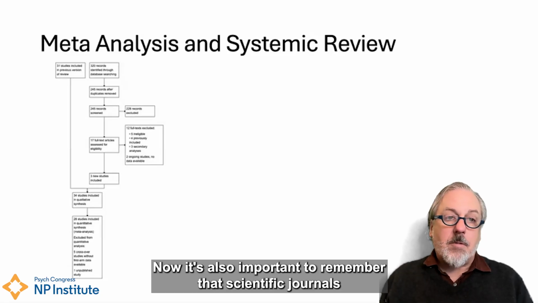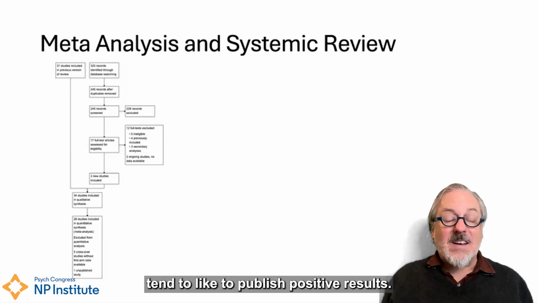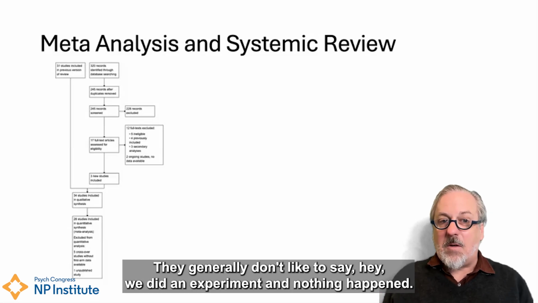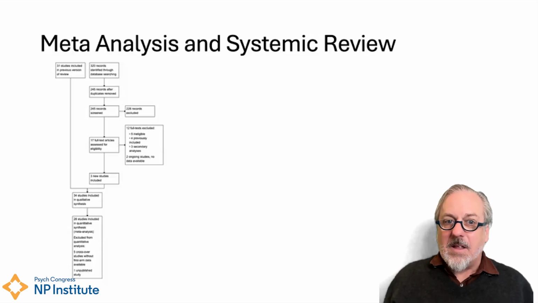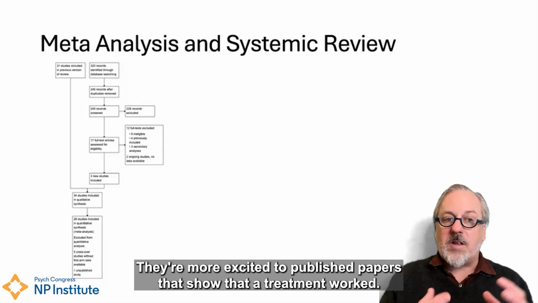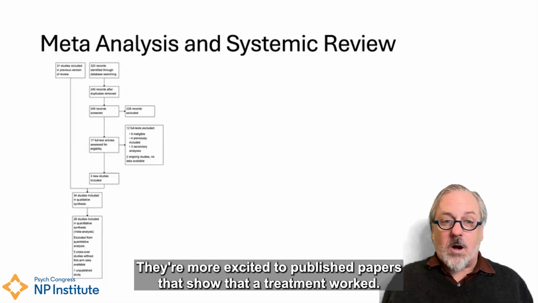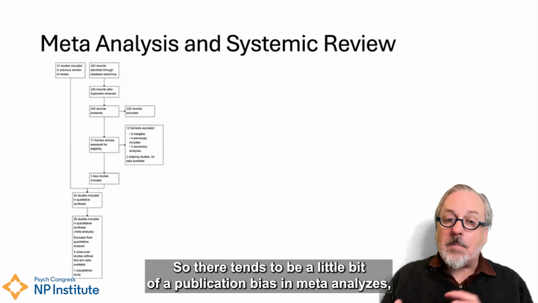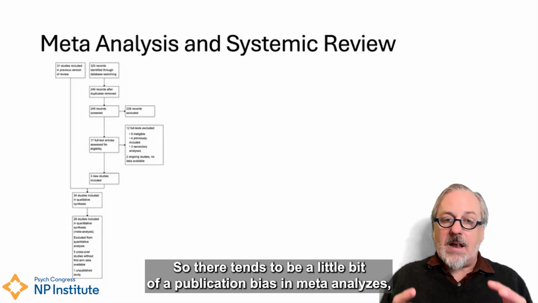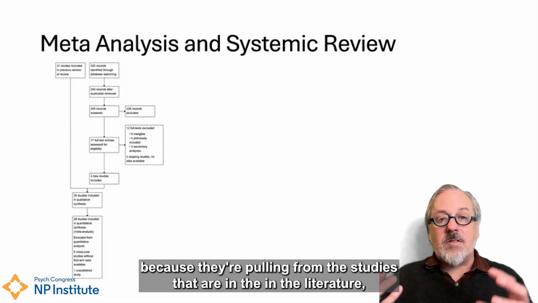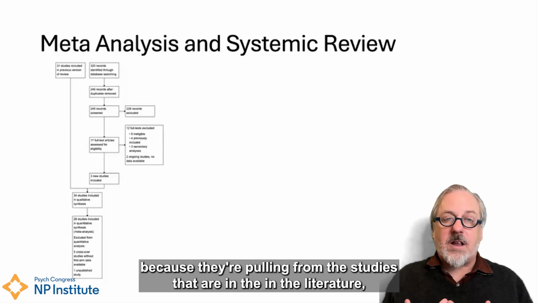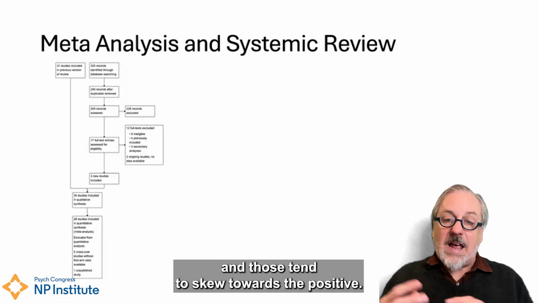Now, it's also important to remember that scientific journals tend to like to publish positive results. They generally don't like to say, hey, we did an experiment and nothing happened. They're more excited to publish papers that show that a treatment worked. So there tends to be a little bit of publication bias in meta-analyses because they're pulling from the studies that are in the literature, and those tend to skew towards the positive.